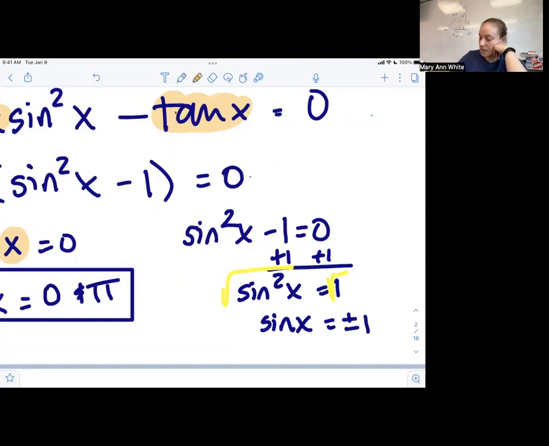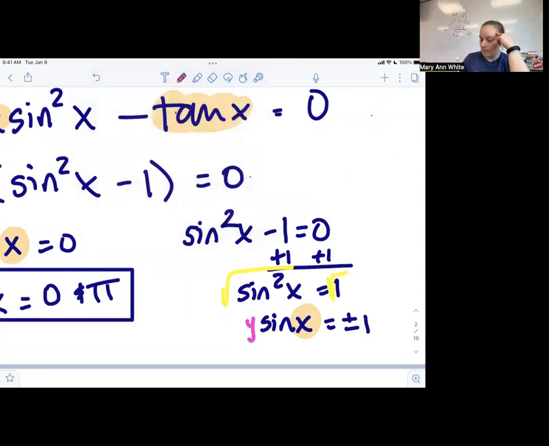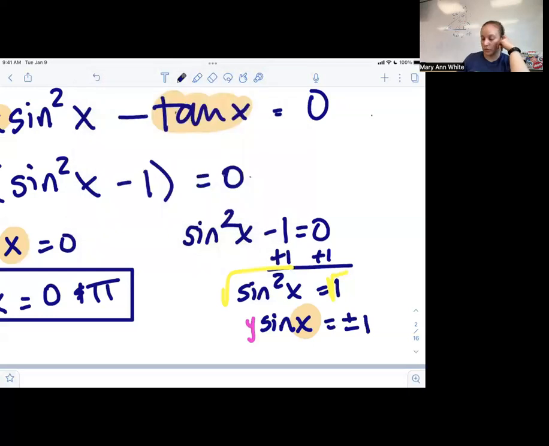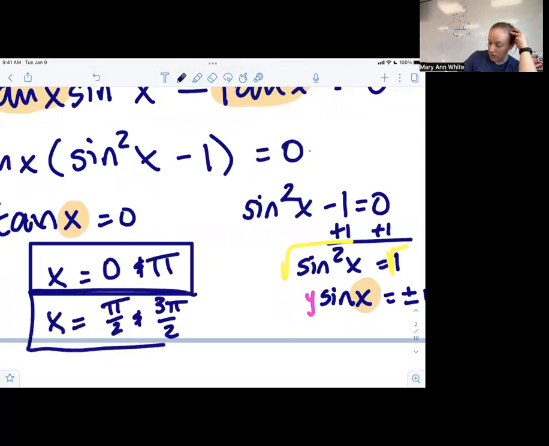So I need you to be cognizant of the positive and the negative. So now we're asking ourselves, what has a sine, or in this case, a y of positive 1 or negative 1? Well, my answers there on my unit circle are going to be my other two quadrant angles. It's going to be 90 and 270. So that's pi over 2 and 3 pi over 2. So technically my answers for this problem is any one of my 4 quadrant angles.